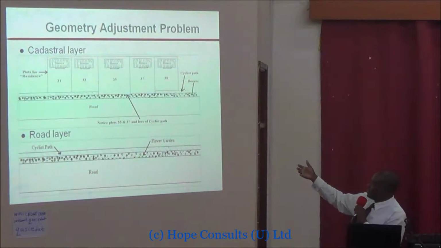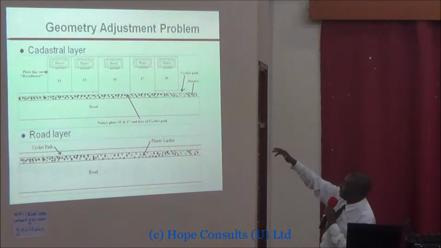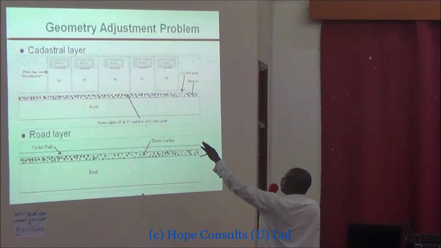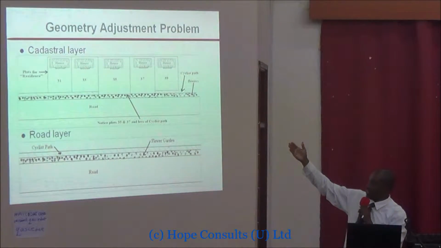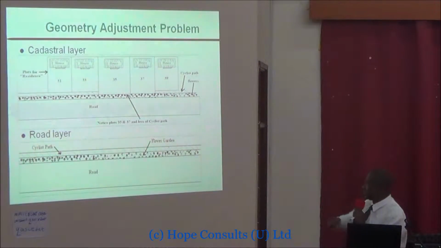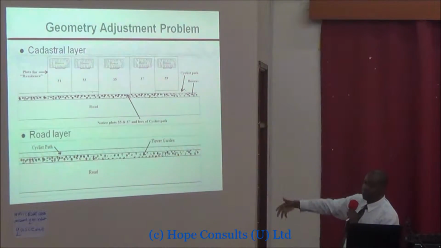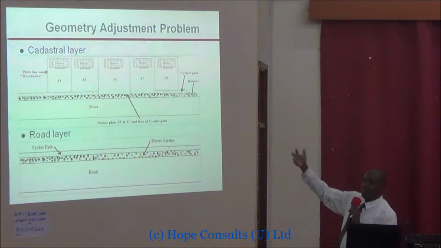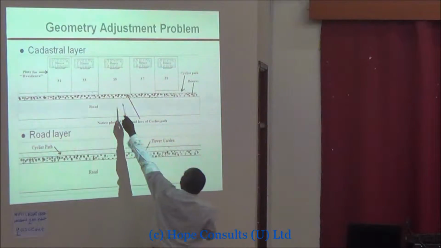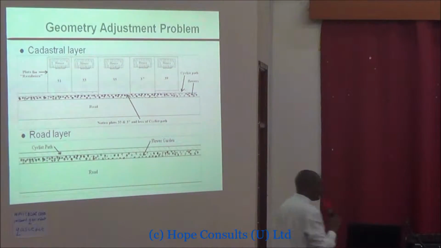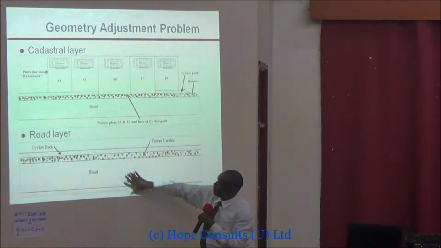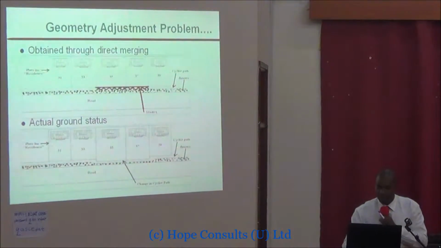So to explain it properly, this is the geometrical adjustment problem. Assuming we have two layers, we have the cadastral layer and we have the road layer, collected by different companies at different times using different methods. And we want these two data sets to be related or used for decision making. And I want us to focus on this section where we have, for example, plot 35 and plot 37, and see the corresponding section on the road.